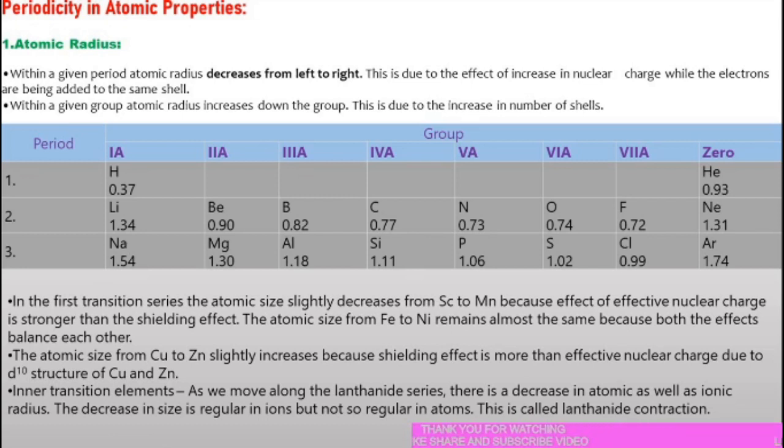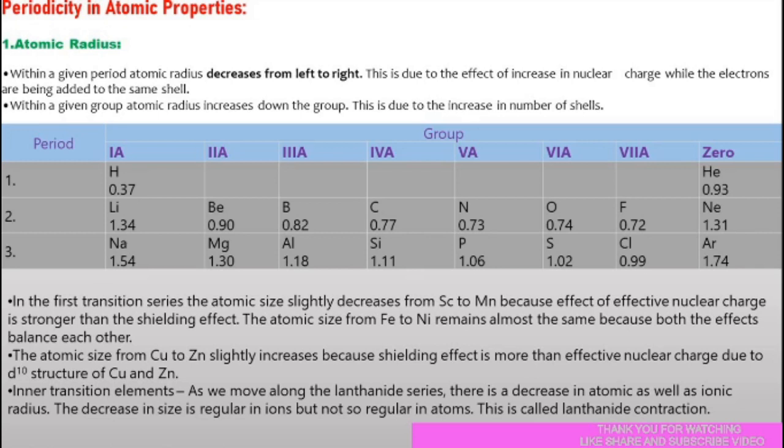Within a given group, atomic radius increases down the group. This is due to the increase in the number of shells. Down the group, the value of atomic radius increases because shells are added in that particular atom. But from left to right, there is the same shell, and electrons are added in the same shell.